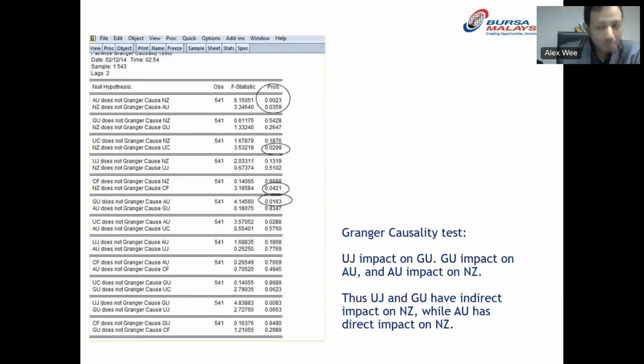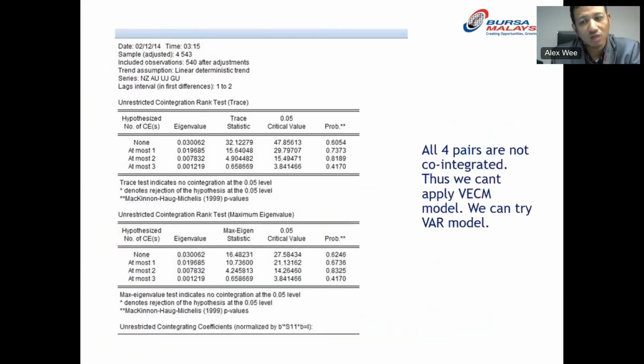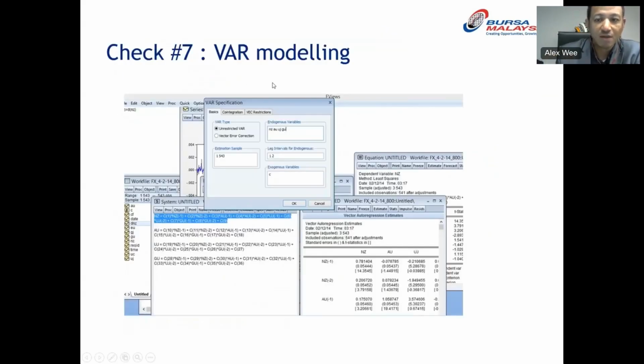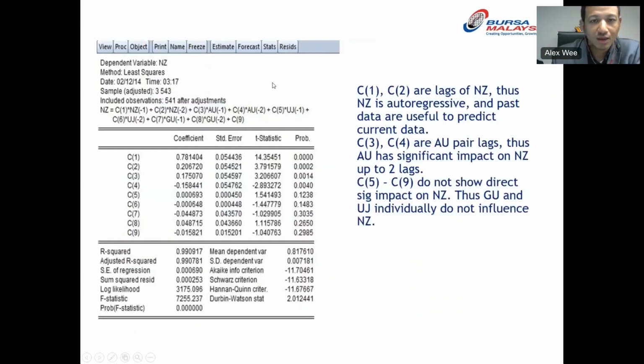We have to look at other pairs as well who are leading. So if they are leading, and all four pairs are not co-integrated, then you cannot use VECM. You can use vector autoregression. We can use VAR. With VAR modeling, this is a VAR model, and you can plot this equation into your MT4 or into your system.